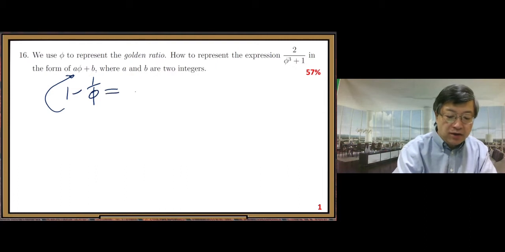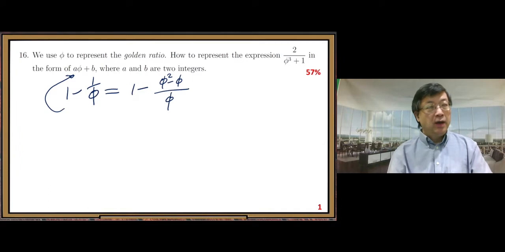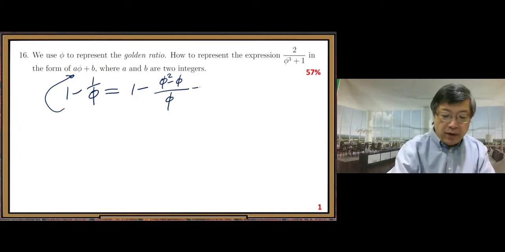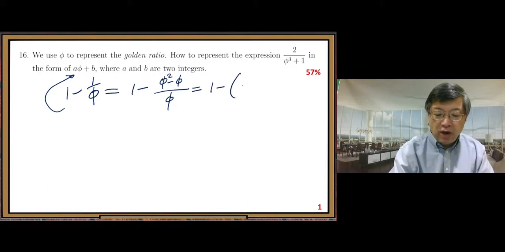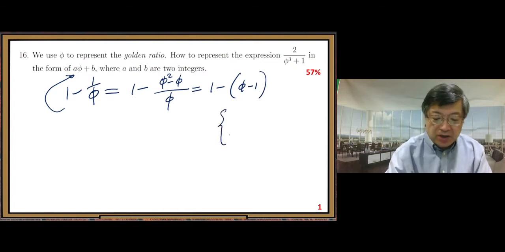That is a common mistake because you can replace 1 by phi squared minus phi over phi. Then cancellation, simplification. After cancellation, phi minus 1, right? Then the next step, another place.